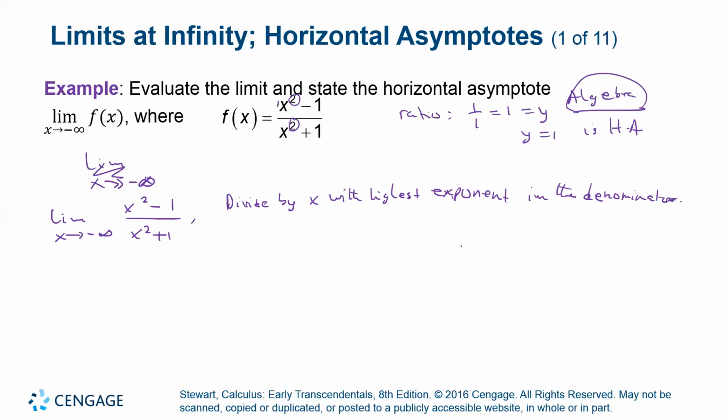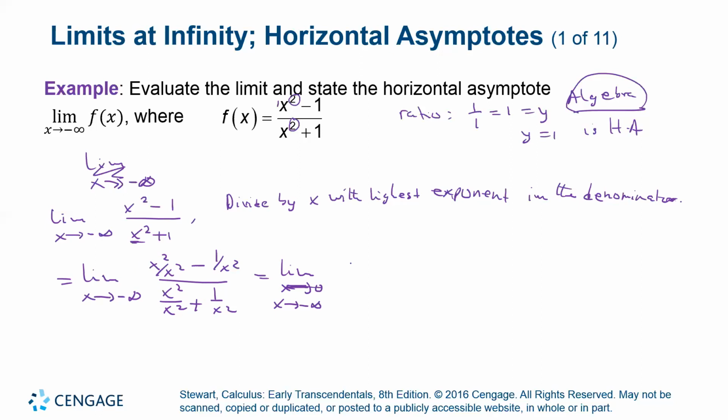In the denominator, which is x squared, what we're going to do is take the limit as x approaches negative infinity of x squared over x squared minus 1 over x squared. Note that this is the denominator x squared that I'm dividing the top and bottom by, so I have x squared over x squared minus 1 over x squared, plus x squared over x squared.